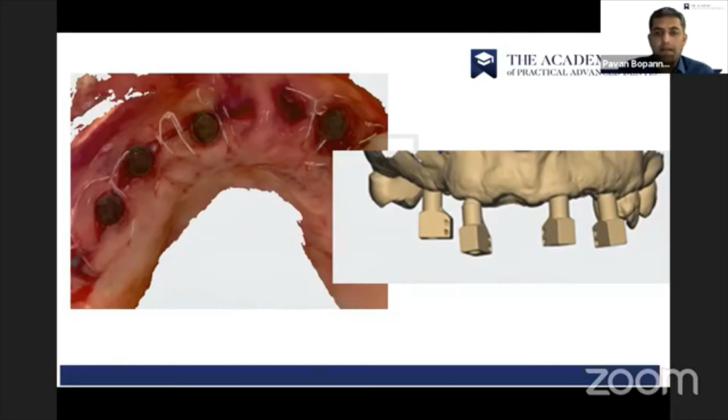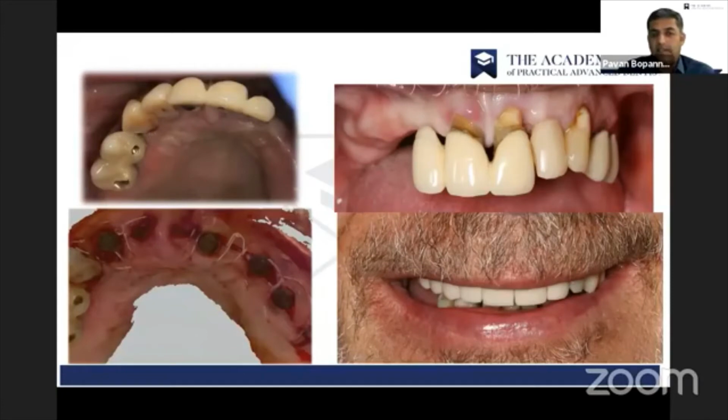Okay, so this is the same patient. I just thought I'll show you quickly, because this was loaded on the day. Extracted these 4 incisors. The right side was missing already, and we loaded it on those 4 implants.